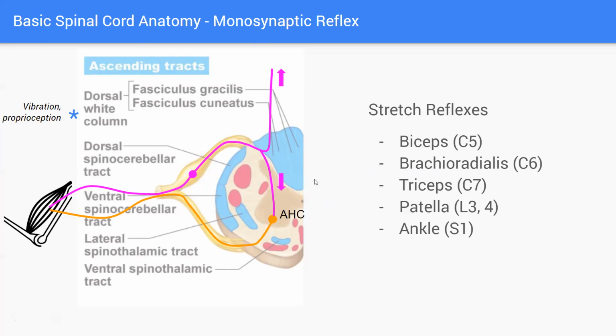That sensory information would be going up with the dorsal white columns in terms of proprioception information. But these neurons also synapse onto the anterior horn cells, which are part of the efferent arc and the motor output. And so when, for example, the biceps tendon is stretched, you have this information going into the spinal cord and then synapsing on these anterior horn cells, which cause the contraction of the biceps muscle and the flexion of the arm. So that's the important anatomy to know in terms of the spinal cord.